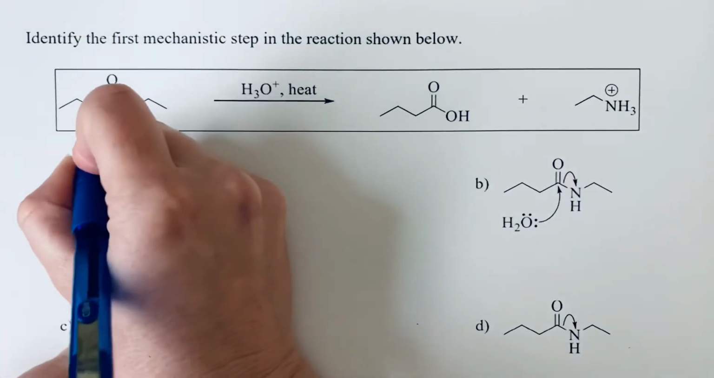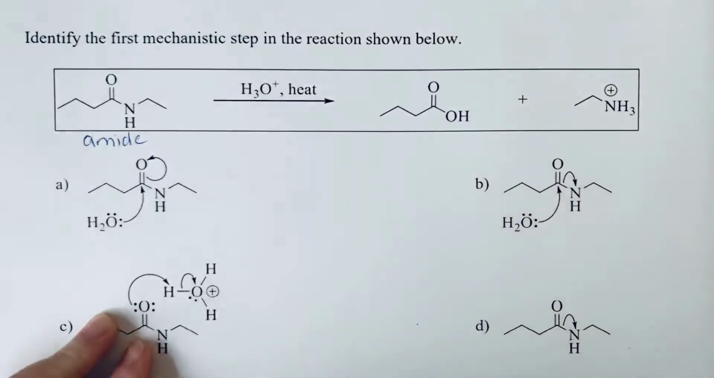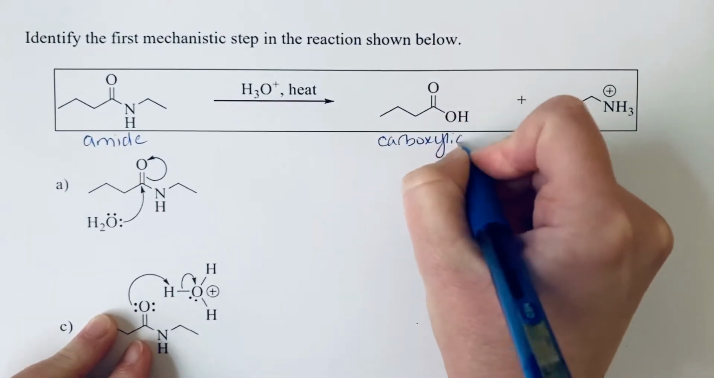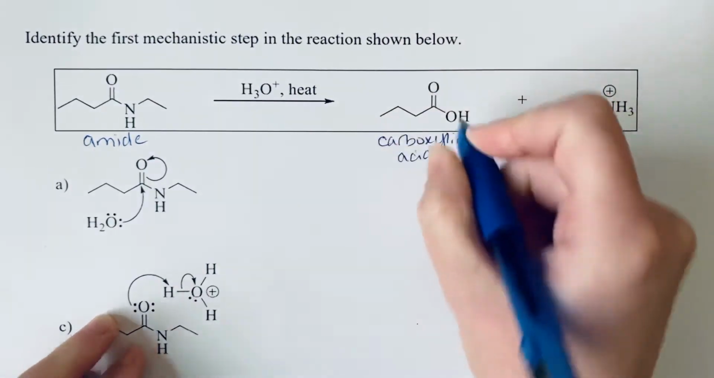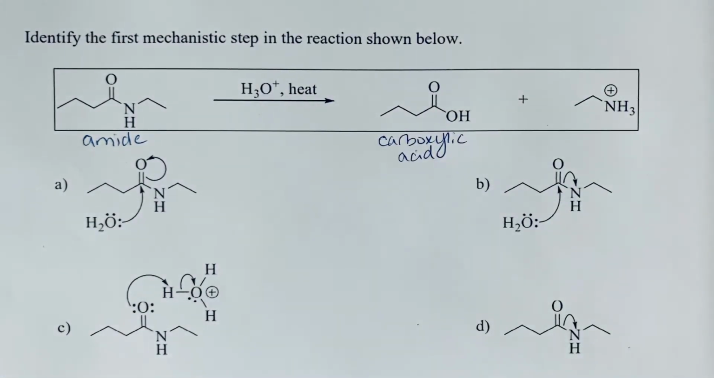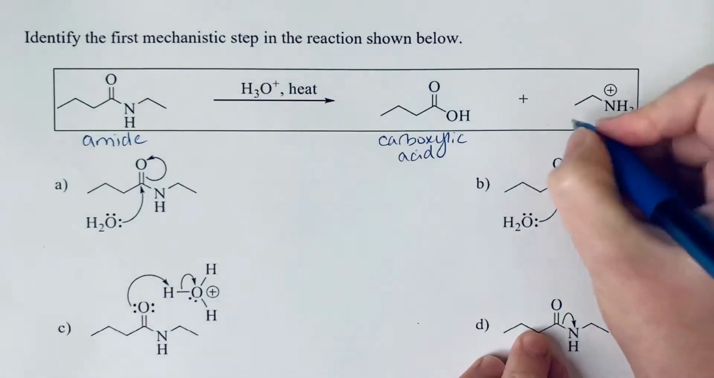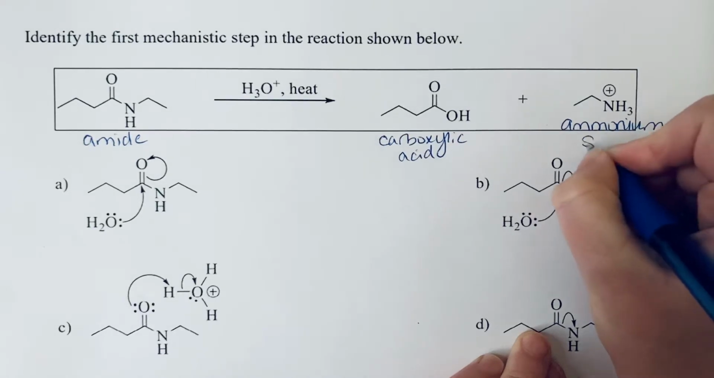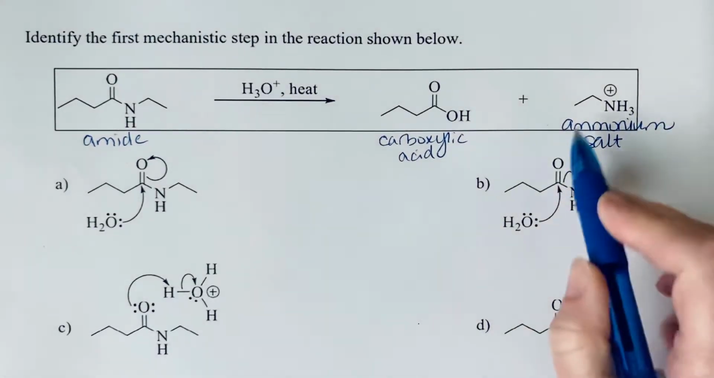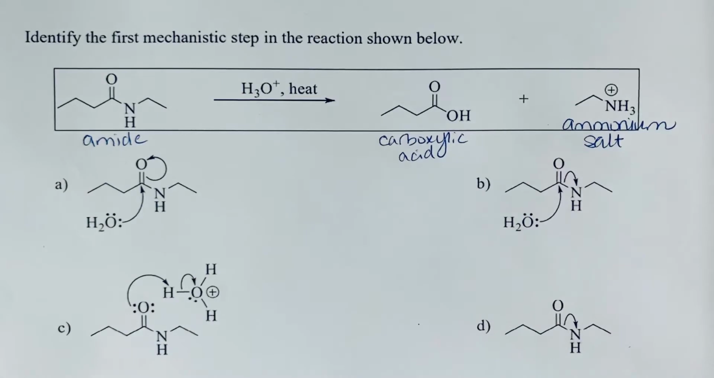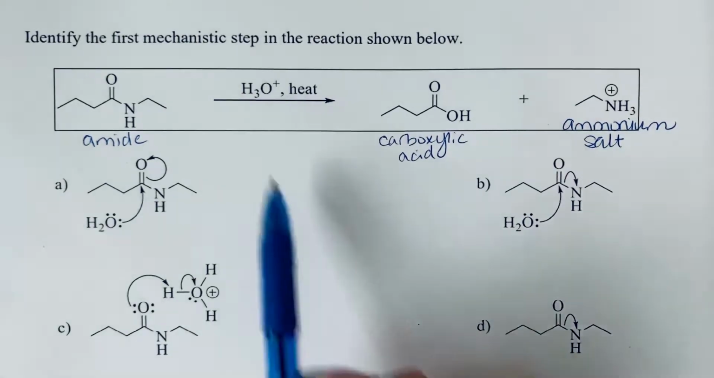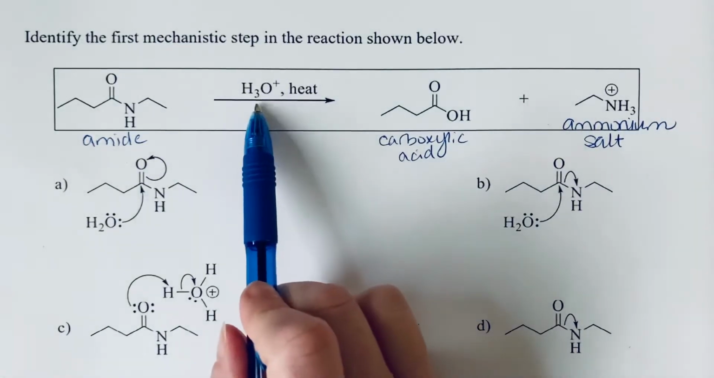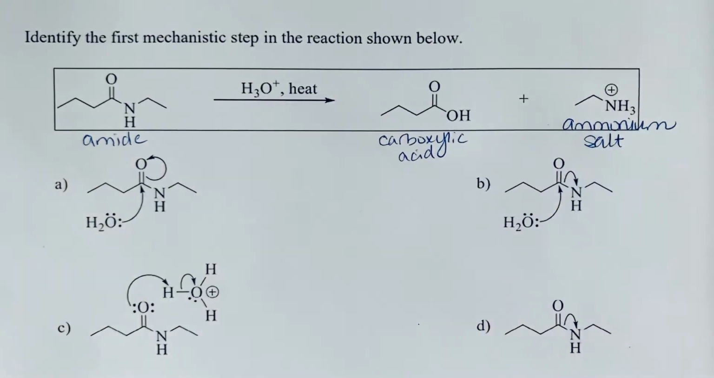So we see that we are starting with an amide, and our products are a carboxylic acid, and this would be considered the major organic product if you were asked about that. And you're also getting the ammonium salt. I'm calling it a salt because there would be some counterion in there, and what counterion it would be would depend on what acid you use to generate your H3O+, right? For instance, if you had used hydrochloric acid, this would be an ammonium chloride salt.